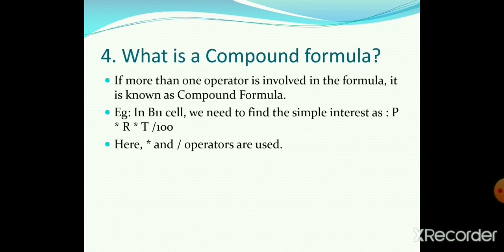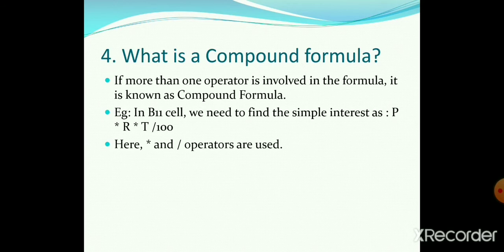Now coming to what is a compound formula. If more than one operator is involved, it is known as a compound formula. In the same B11 cell, if I want to find the simple interest, say principal into rate of interest into the time span, that will be P into R into T. Then there will be a division by 100. All of this is a compound formula because more than one operator is involved.